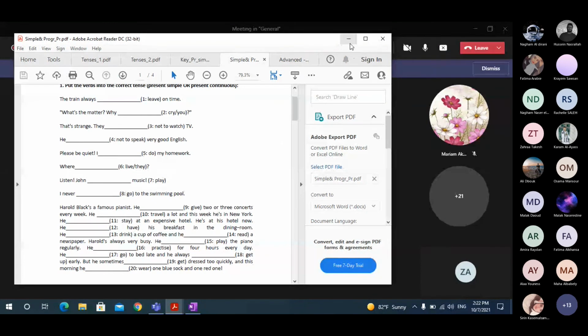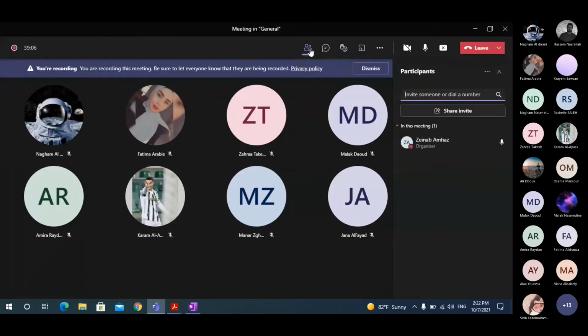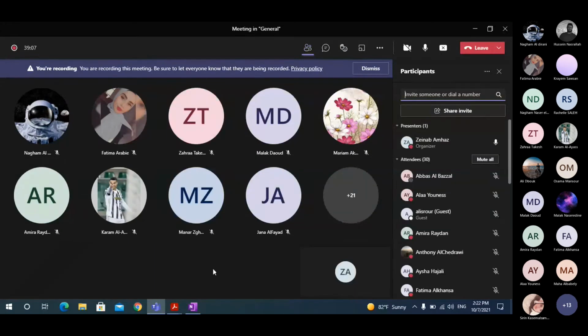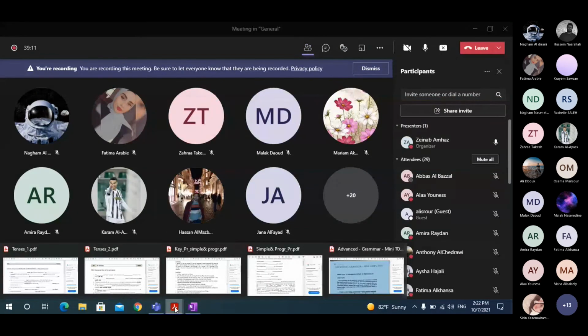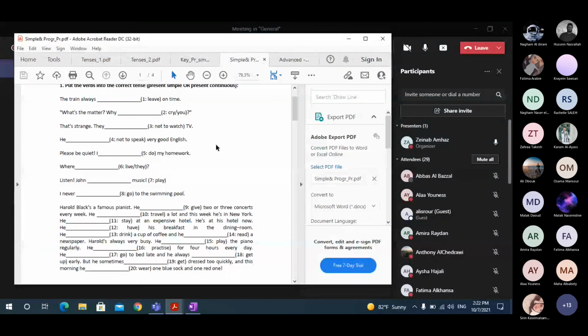The train always leaves on time. Why do we use the present simple and not the continuous? Because we have always. It's a habitual action.